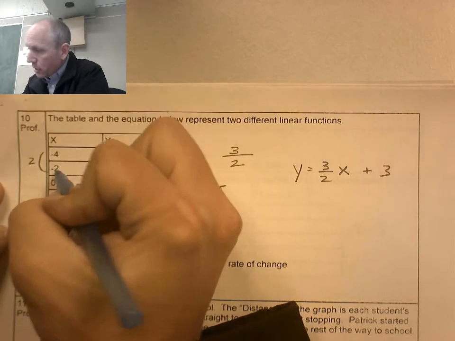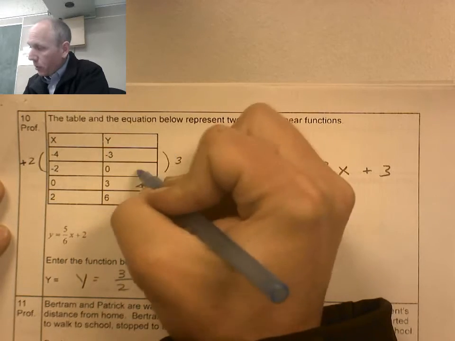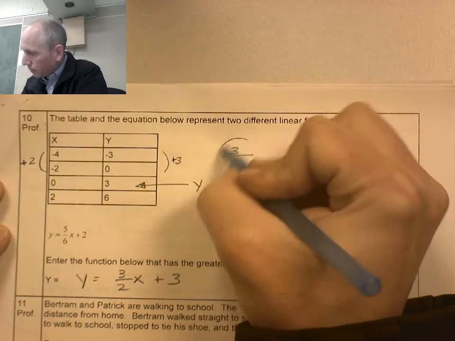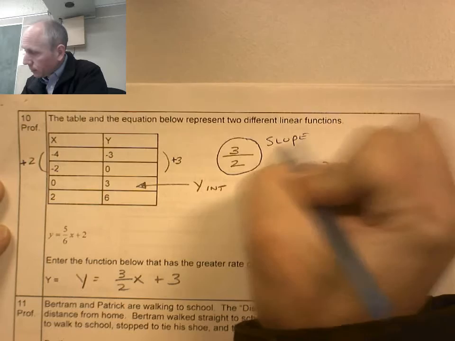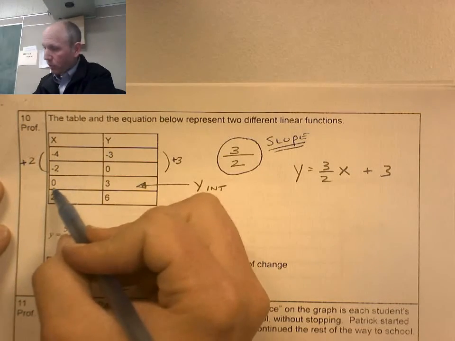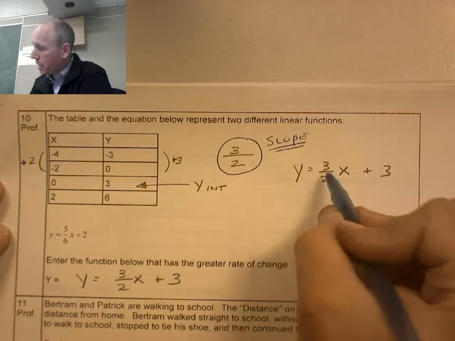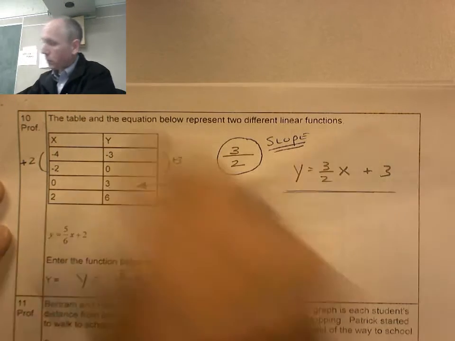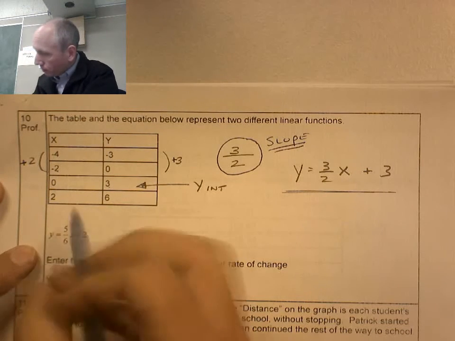From -4 to -2, that's going up by 2. And -3 to 0 is going up by 3. So my slope is right here. Then I come down here looking for my 0. There's my 0. There's my y-intercept. So I've got that. Let's put it together. y equals 3/2 x plus 3. So here's my linear function for this guy. Here's this linear function. Let's compare them.